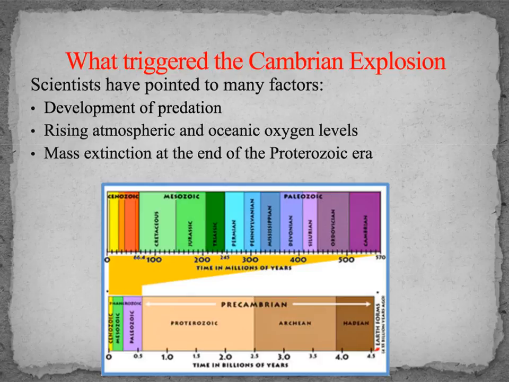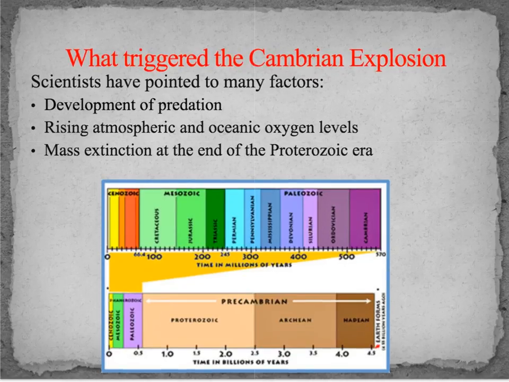What triggered the Cambrian explosion? Scientists have pointed to many factors. For example, the development of predation probably spurred the evolution of shells and armor, while the growing complexity of ecological relationships created distinct roles for many sizes and types of organisms.